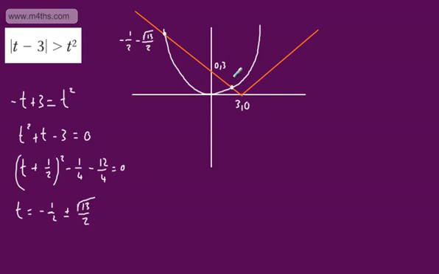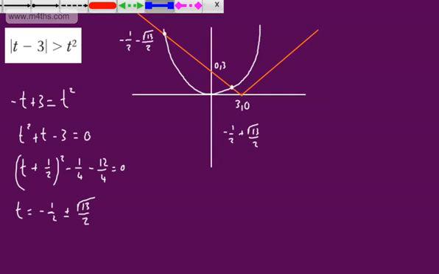And this one is going to be now minus 1/2 plus the root of 13 over 2. We are interested in when this line is bigger, and we can quite clearly see that that happens right here, and it's in this point from here to here.